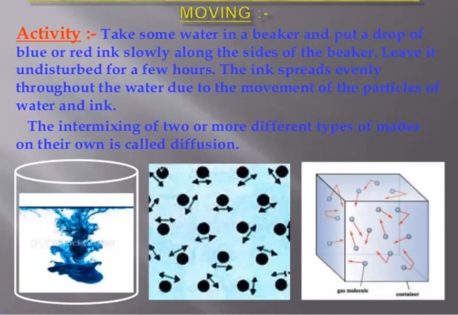The intermixing of two or more different types of matter on their own, due to particle movement, is diffusion, which is least in solids and maximum in gases, whereas the haphazard or zigzag movement of particles is known as Brownian motion.